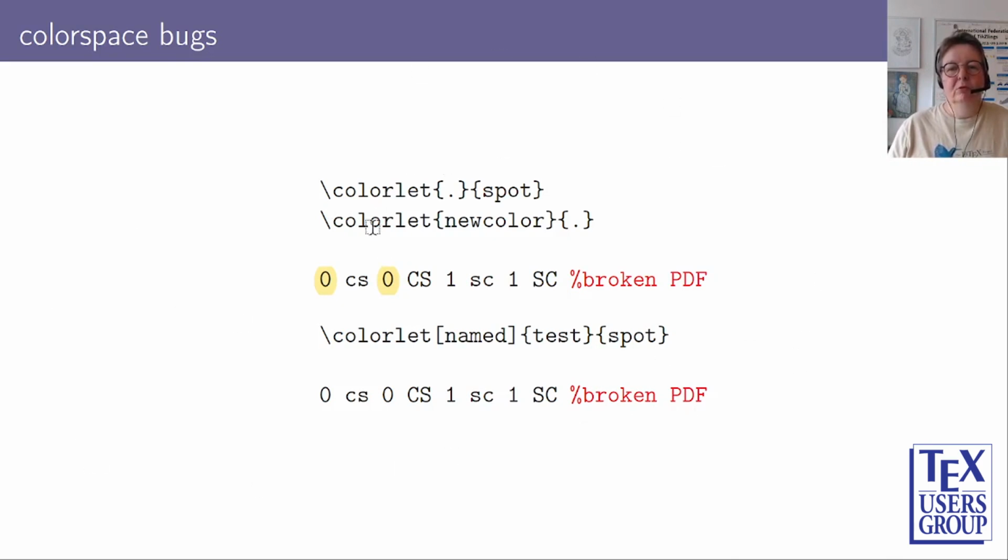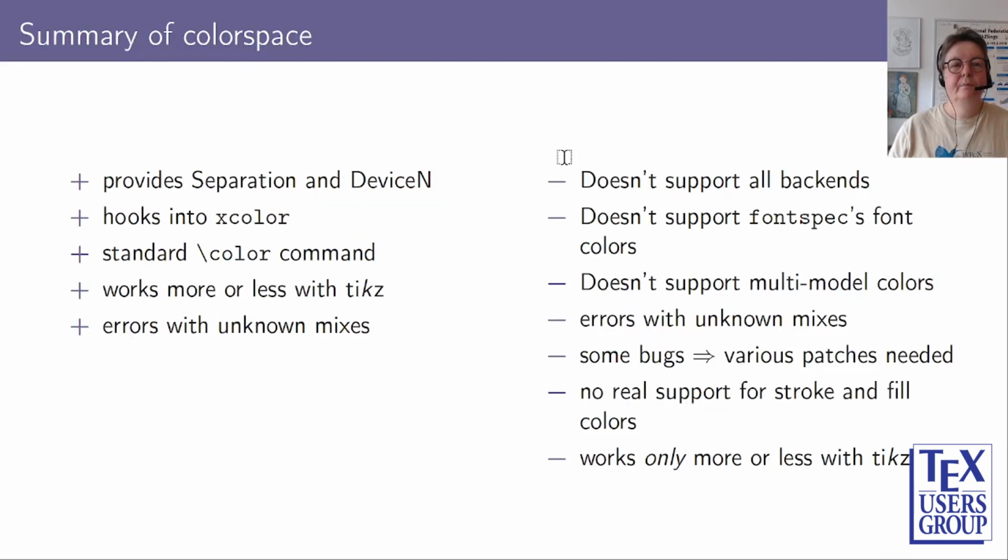A similar error is made if you use a colorlet command together with the optional argument named. Then you get a similar 0 suddenly in the PDF. Both are a problem because this type of letting colors to each other is used a lot by TikZ, and so really some of the TikZ pictures were broken. We had to patch xcolorspace here in various places to get it working.